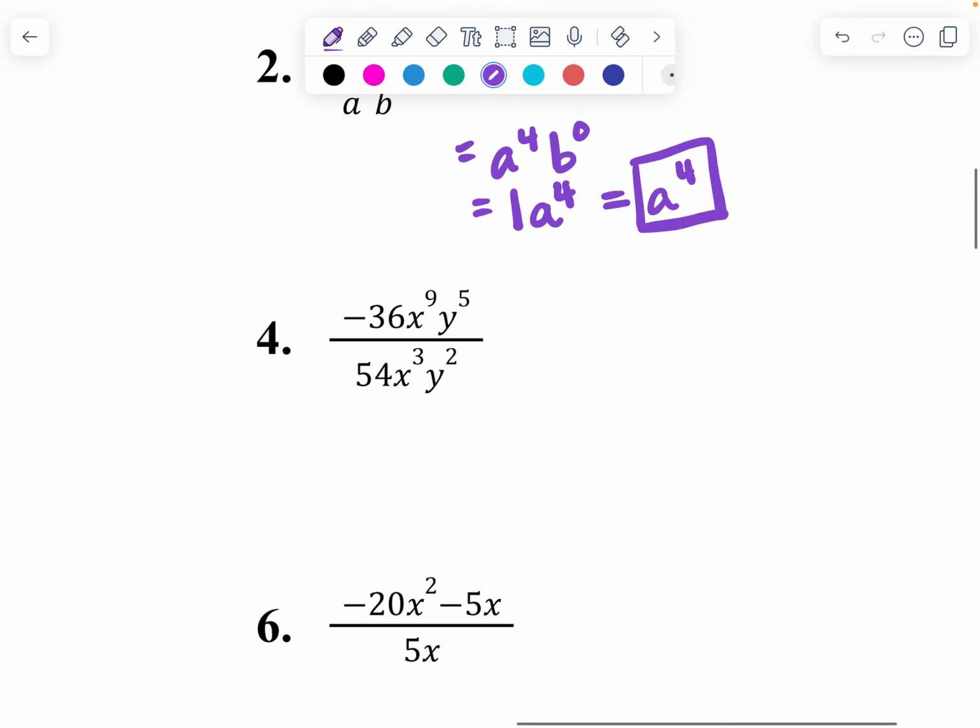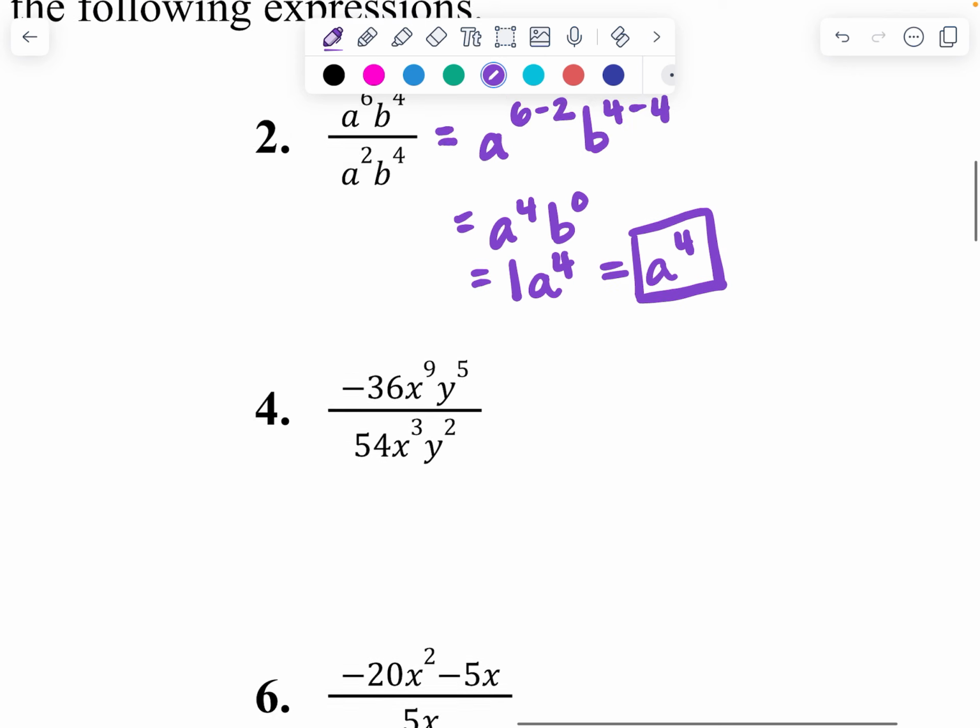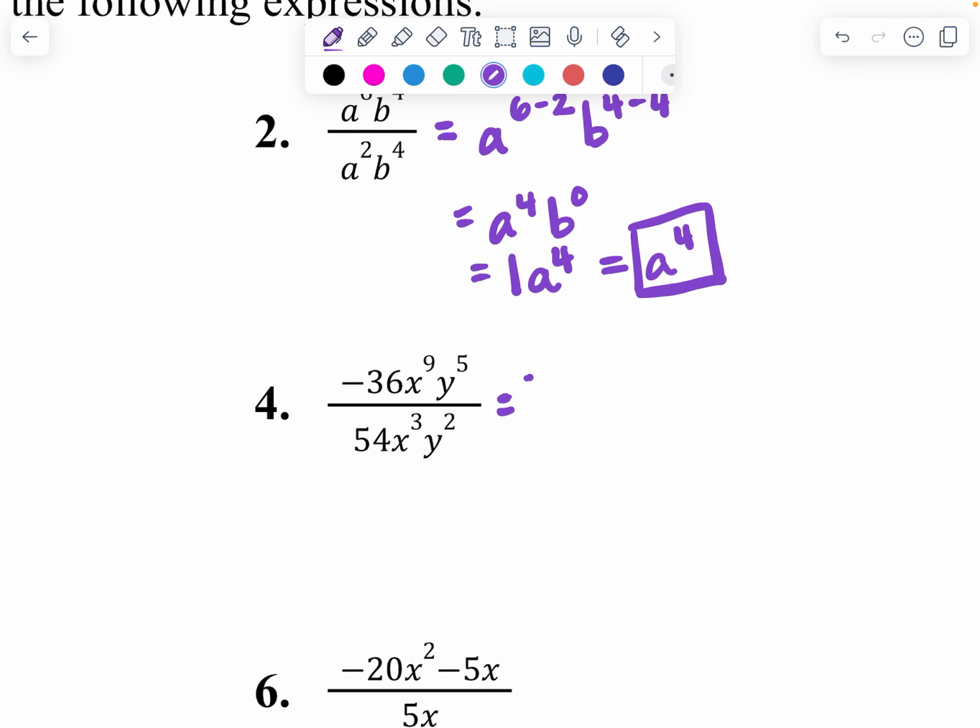Number 4, negative 36x to the power of 9, y to the power of 5, divided by 54x to the power of 3, y squared. Okay, so first we're going to divide the coefficients. So we have negative 36 over 54, subtract the exponents of x, subtract the exponents of y.